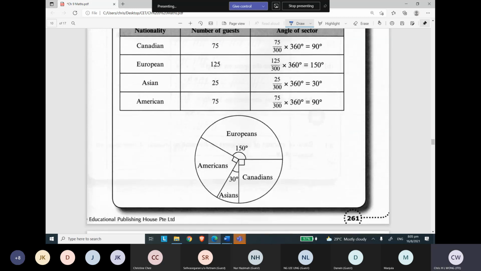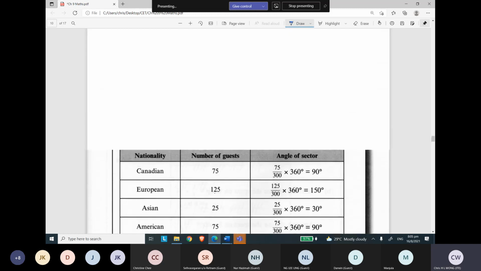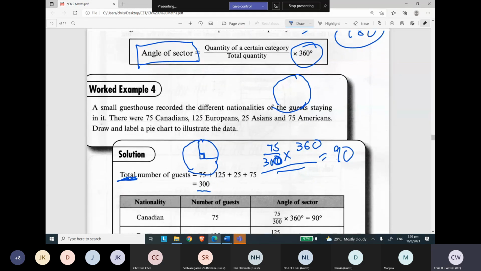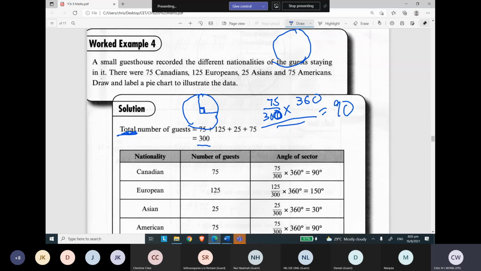Let's see Canadian. Can you see it's like that? This Canadian, 90 degrees. Of course, it can be anywhere. It can be below, it can be on top, depending on how you draw. Then you've got to start doing the rest.